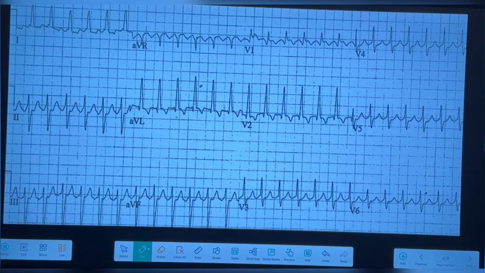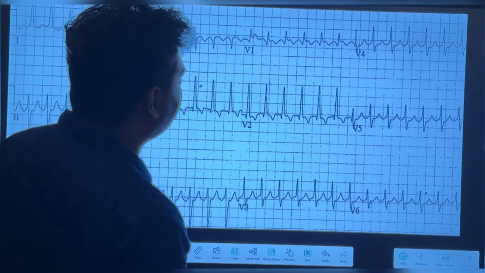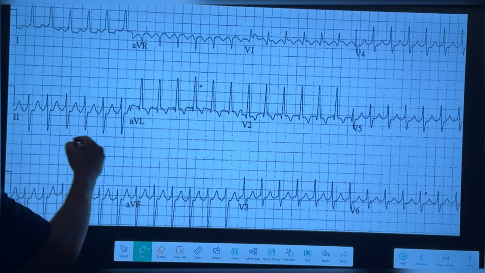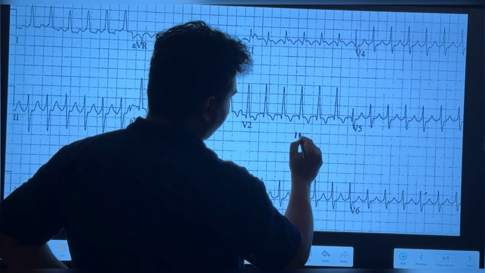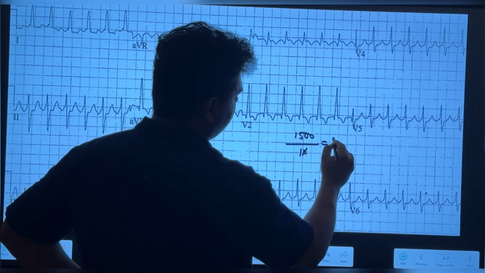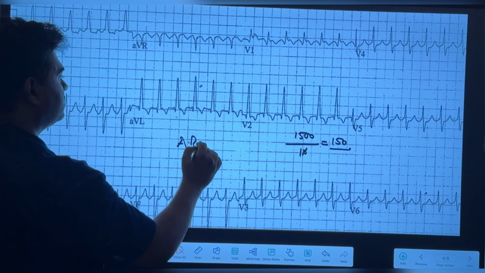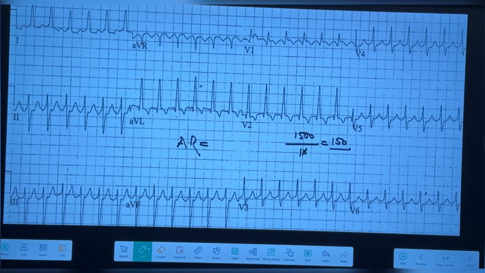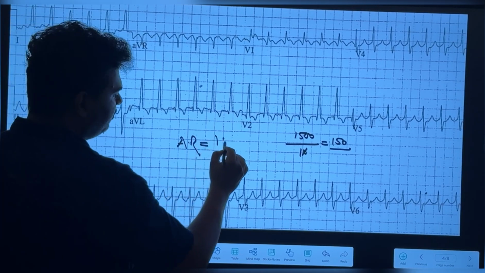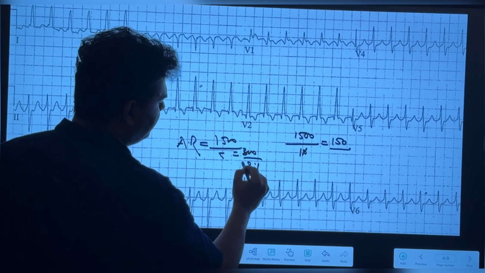Now see this atrial flutter. Here, if you see the ventricular rate, it is 1500 by 10, that is around 150. And if you see the atrial rate, this is one atrial wave, and another is inside this QRS, so it is 1500 by 5, it is 300. So this is a 2:1 kind of atrial flutter.